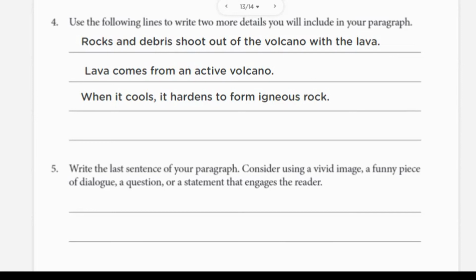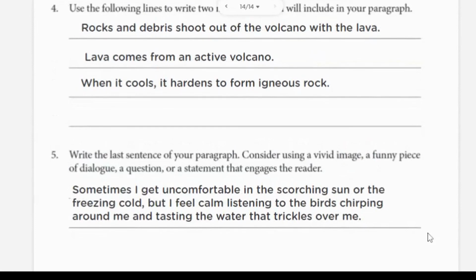Number 5 says, write the last sentence of your paragraph. Consider using a vivid image, which means making lots of description about what's going on around you, or a funny piece of dialogue. Remember, dialogue is conversation, or maybe asking a question or a statement that engages the reader. I decided that I wanted to give some description. So I put, sometimes I get uncomfortable in the scorching sun or the freezing cold, but I feel calm listening to the birds chirping around me and tasting the water that trickles over me.